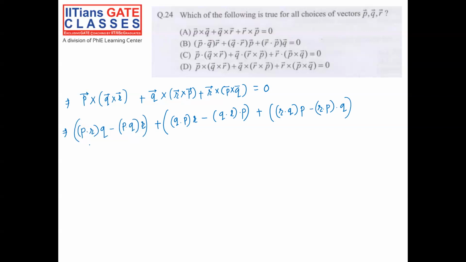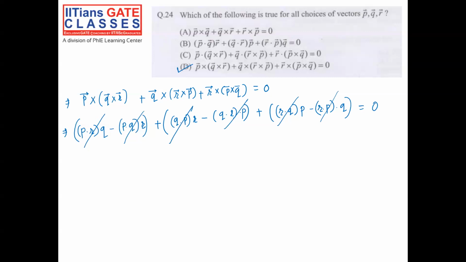Okay, so P R into Q and R P into Q, so this term will get cancelled out with this, because if you take the dot product of A and B, it is equal to the dot product of B and A. Similarly, the other terms, P dot Q into R and Q dot P into R, will get cancelled out with each other. And similarly, the remaining 2 terms will also get cancelled out, and you will end up with a 0 answer. Hence option D is correct in this case.